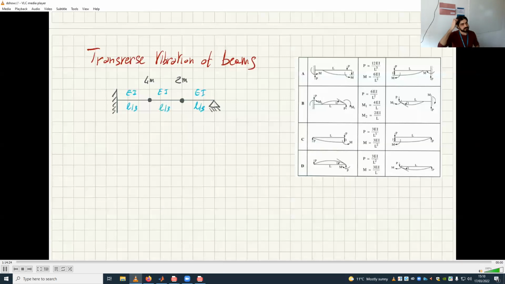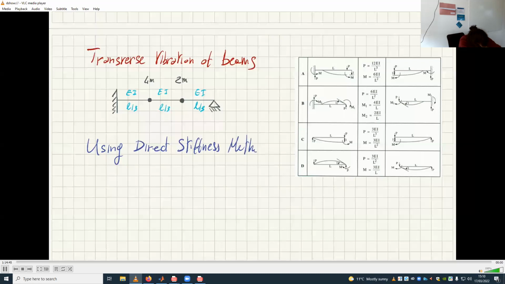So remember the direct stiffness method. Using the direct stiffness method is what we are using right now, with the help of the table. Okay.